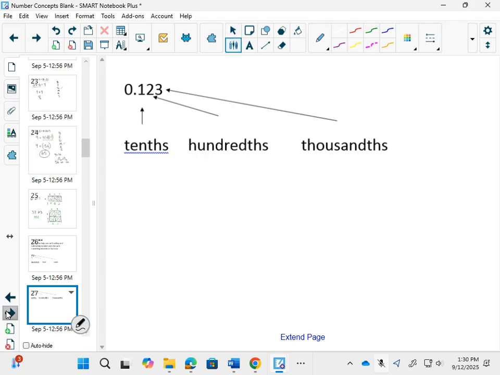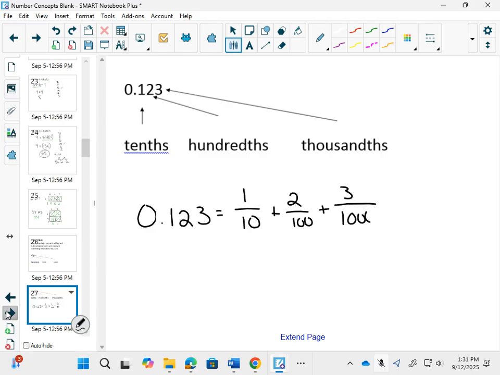So technically, 0.123 is 1/10 plus 2/100ths plus 3/1,000ths. Or, if it goes all the way to thousandths, we could change it to a fraction by saying you have 123 thousandths.